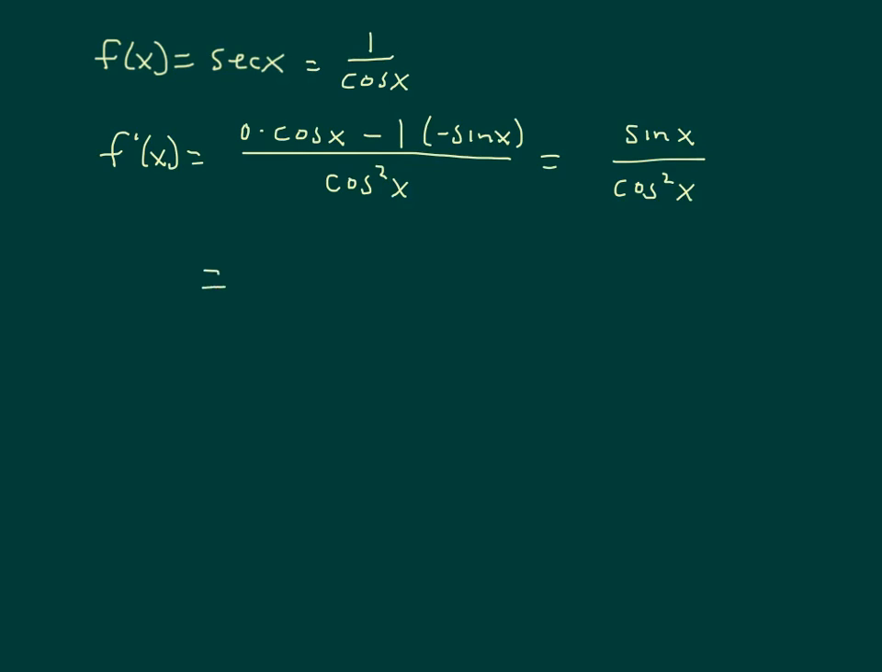I know that is the same thing as 1 over cosine of x times sine x over cosine of x. Notice when I multiply the fractions, I multiply them straight across. I'll get sine x over cosine x times cosine x, or cosine squared x. And so what I have here, what's on the left, 1 over cosine x, is secant x. And what's on the right is tangent x.